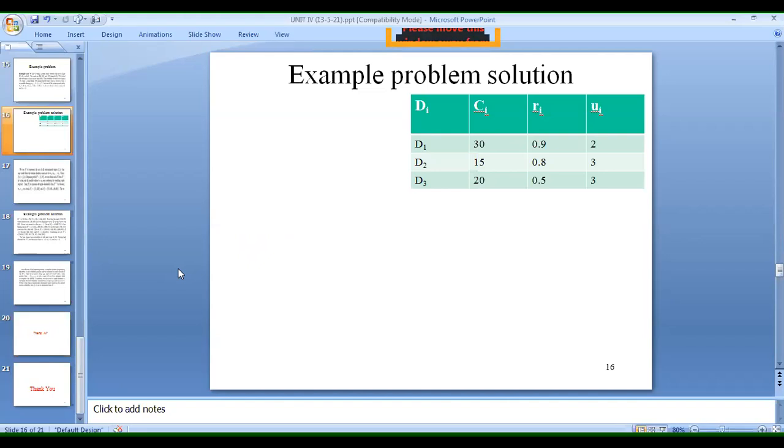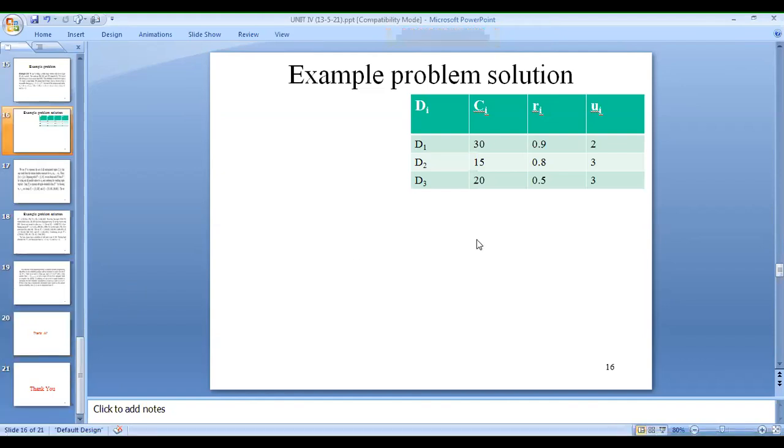Now we have to find out how many copies of each device to take such that the reliability of the system is maximized. That means we have three types of devices, D1, D2, D3. Then how many copies of each device are needed to maximize the reliability of the system? For solving, take a set of ordered pairs. It has reliability comma cost, that is R comma C. R is the reliability and C is the cost we are taking.